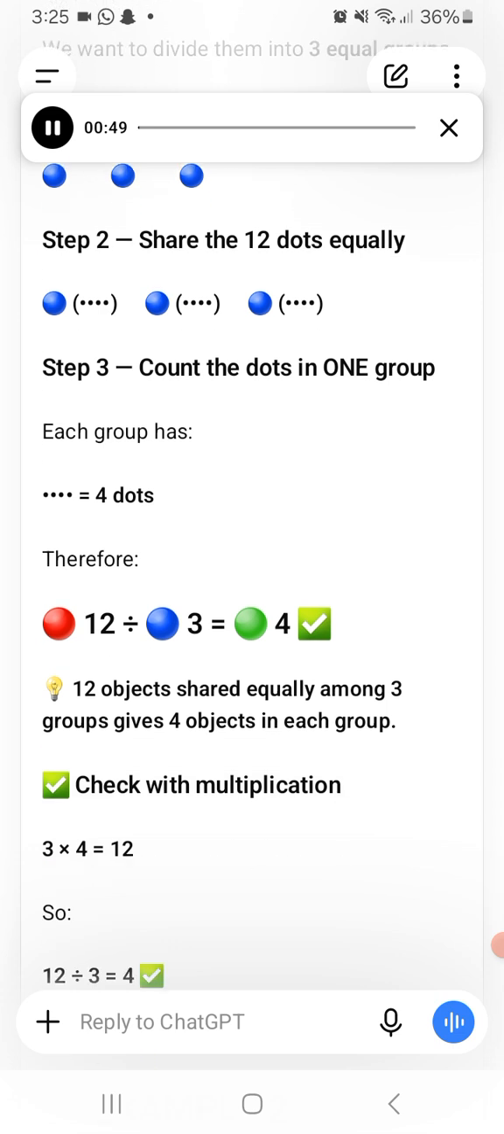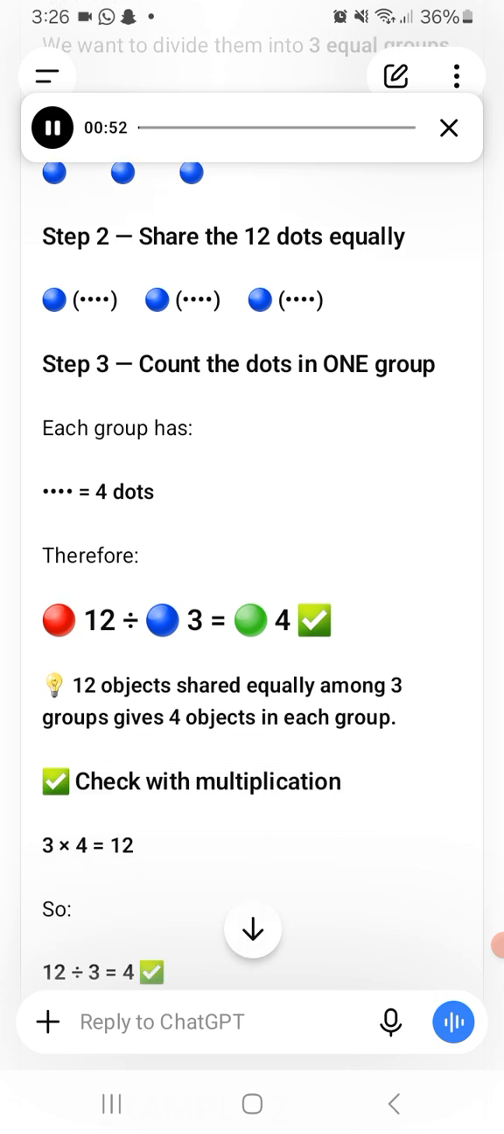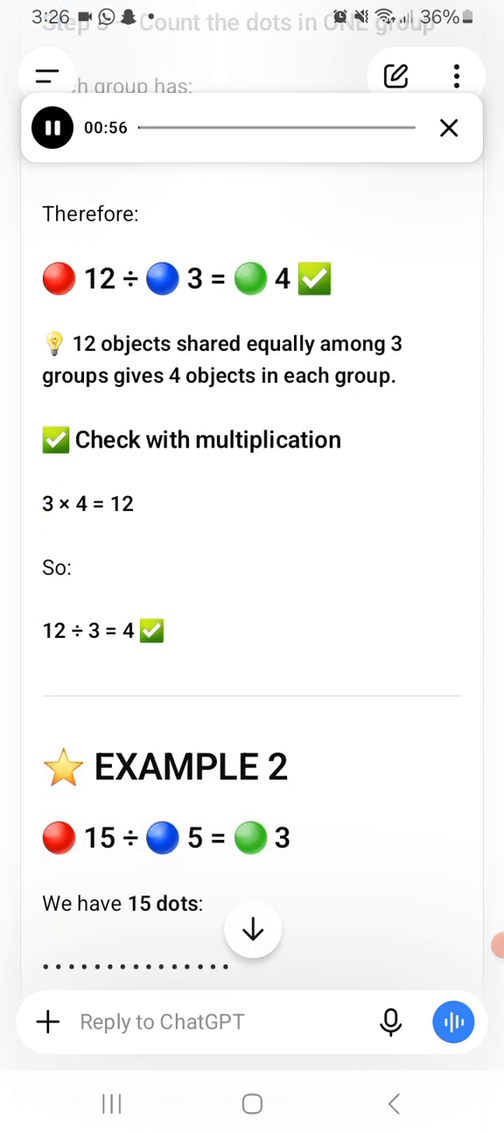12 objects shared equally among 3 groups gives 4 objects in each group. Check with multiplication: 3 × 4 = 12. So, 12 ÷ 3 = 4.